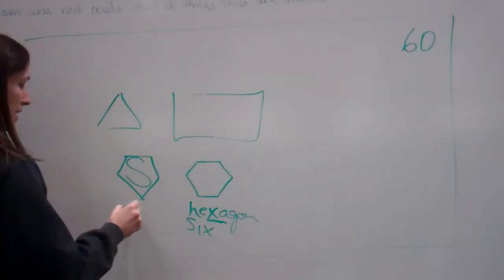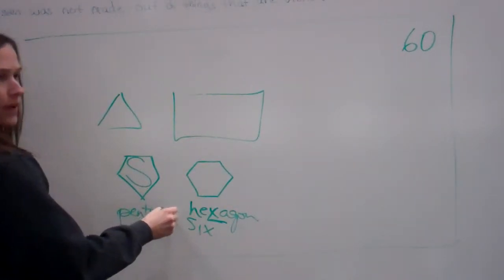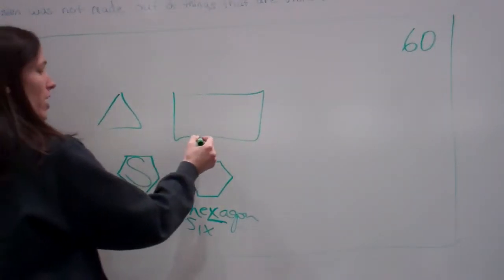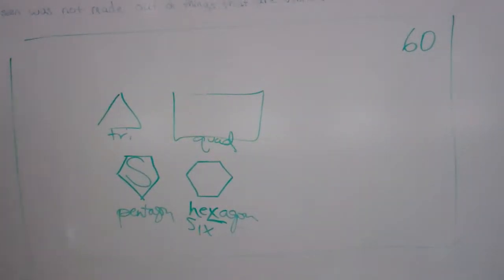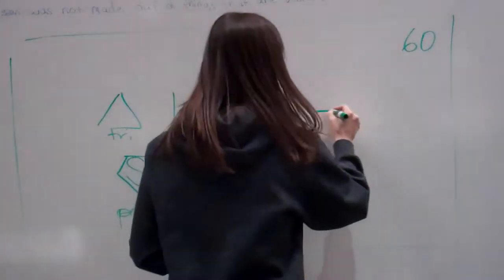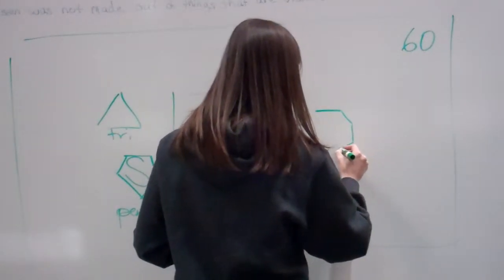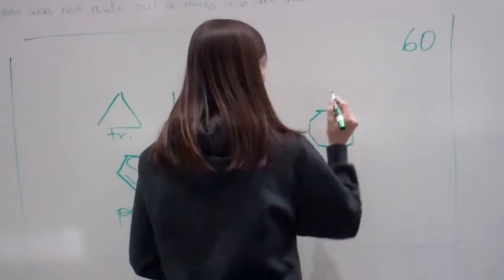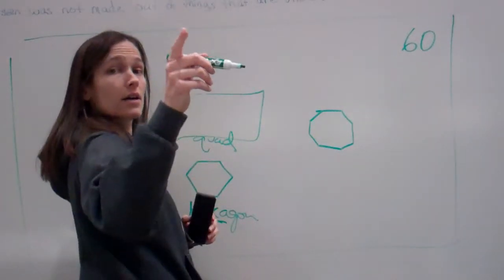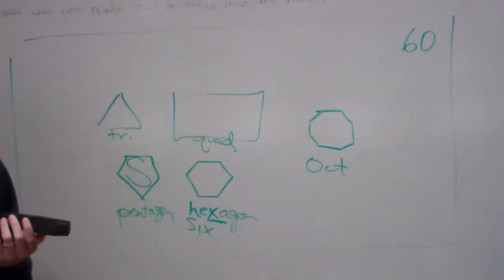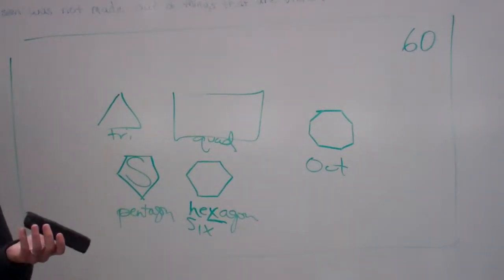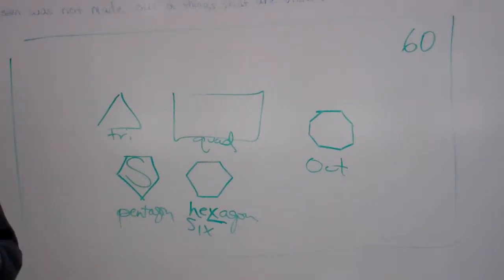Okay. This one's the pentagon. I don't have a way to help y'all know that one. Quadrilateral. Quad means 4. Tri means 3. Triangle. Now, the other one you see a lot of, if you're driving on the roads, is an octagon. And does anybody have a way you could easily remember that one? Octopuses. Has 8 arms. 8 arms or 8 legs, whatever.